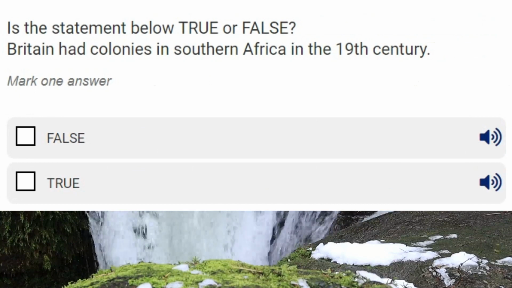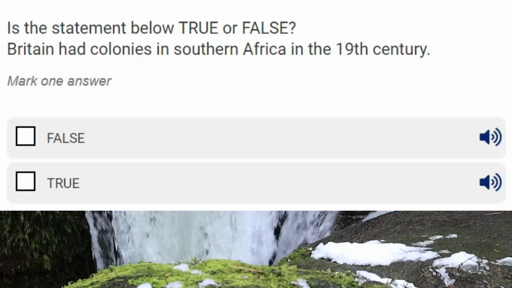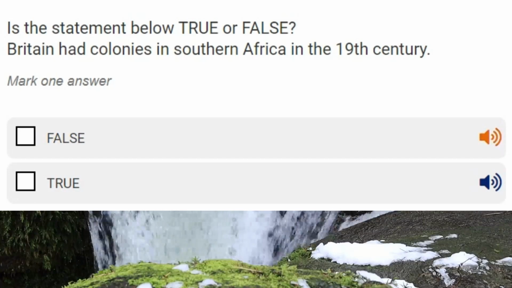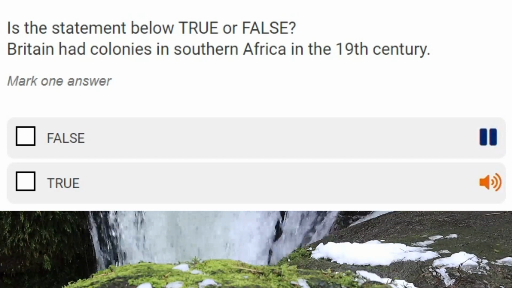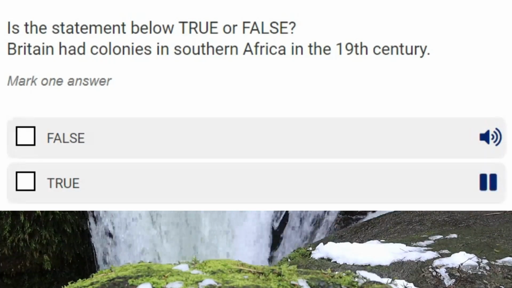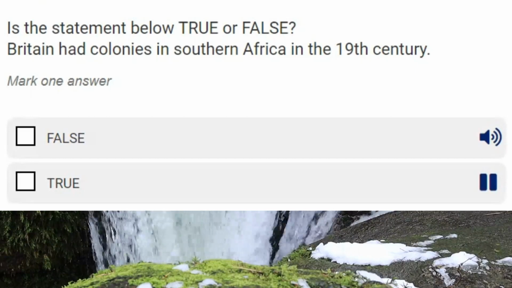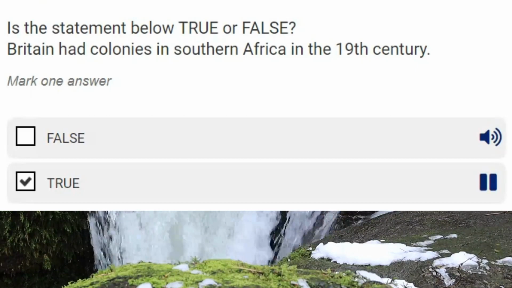Is the statement below true or false? Britain had colonies in southern Africa in the 19th century. False. True. The correct answer is true.